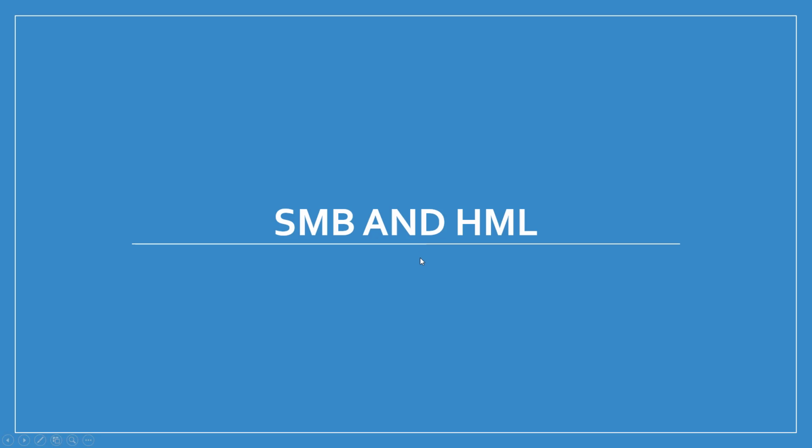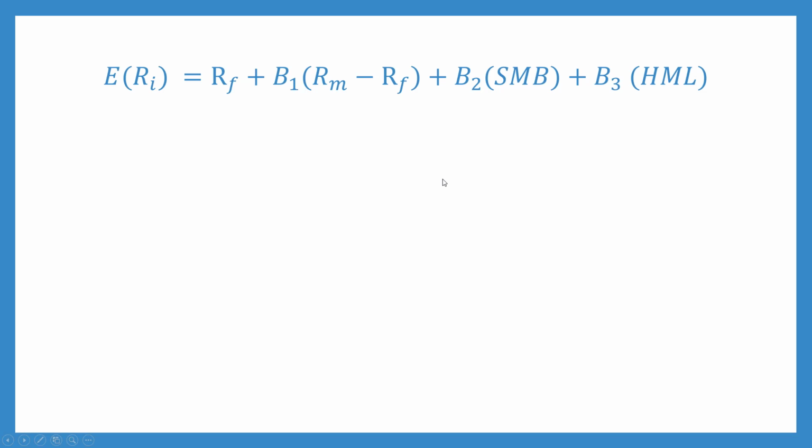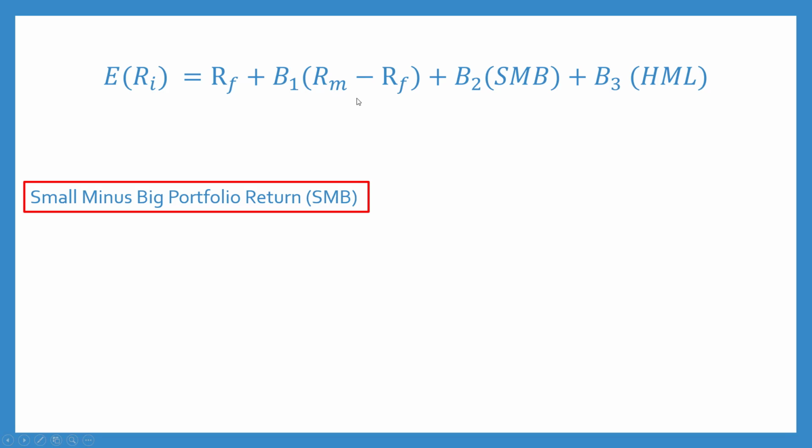Let's move to the last section of this video. That is, how do we calculate the SMB and HML? These are the two factors that are used in Fama and French. The first factor is obviously the market factor, but this is what we have already understood in the CAPM. We already know what the market factor is and how to calculate the beta or the systematic risk. Now, the two factors that are new compared to CAPM are SMB and HML.